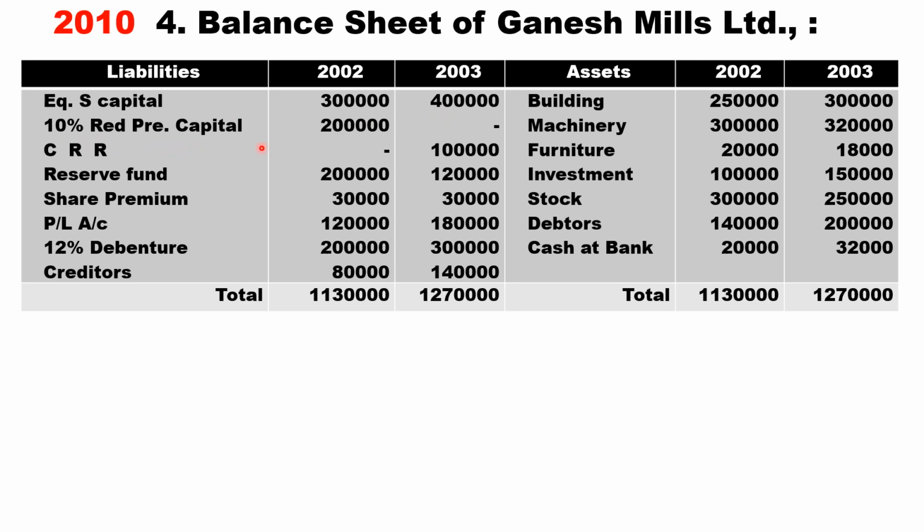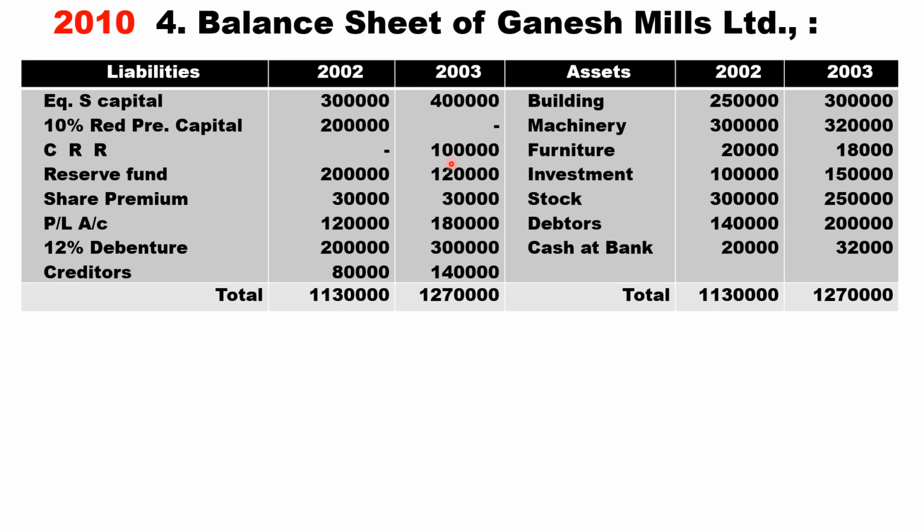10% redeemable preference share capital, 2 lakh last year, current year is nil, which indicates that preference shares are redeemed, means repaid. It will come in finance activity minus. CRR, we have dash and 1 lakh, so ignore this.